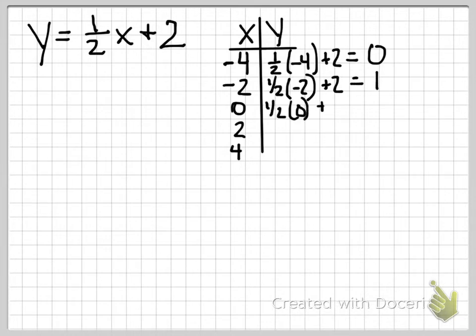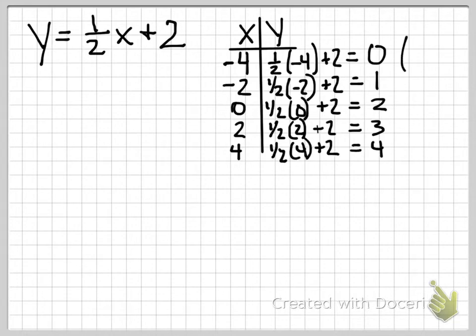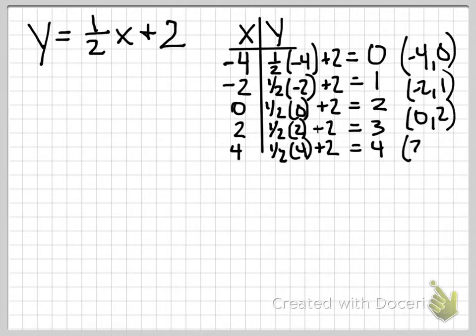So we're going to plug these numbers in for x, or substitute them again, I should say. So 1/2 times -4 is -2, plus 2 is 0. 1/2 times -2 is -1, plus 2 is 1, and so on. And then we're going to write those in coordinate points or ordered pairs. Okay, and then again I'm going to graph these here in just a second. So we substituted all these in, and we got our ordered pairs.